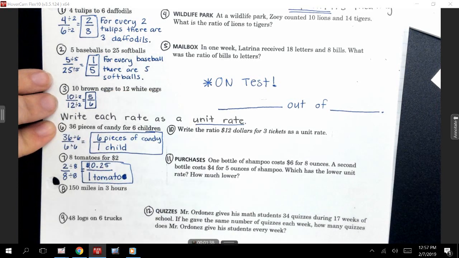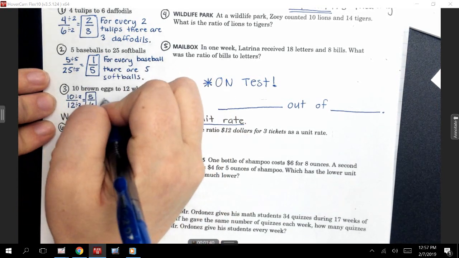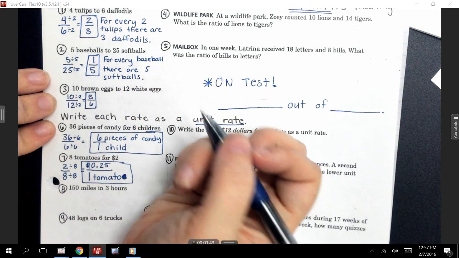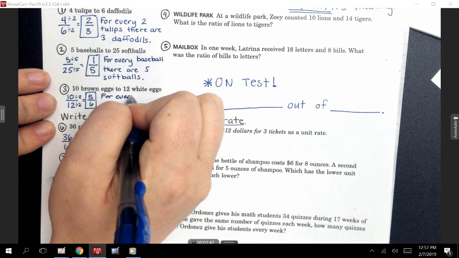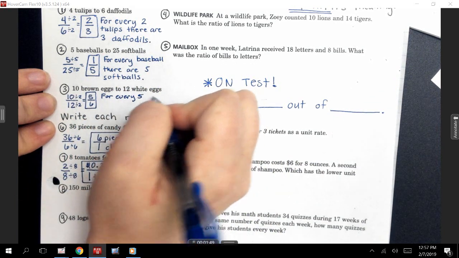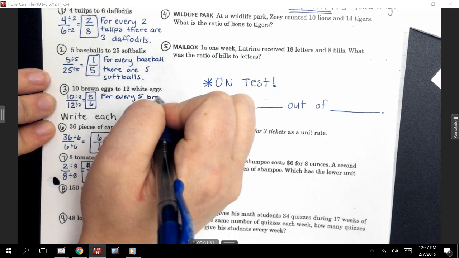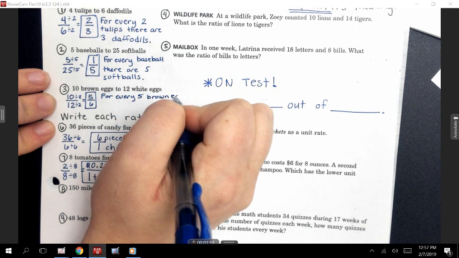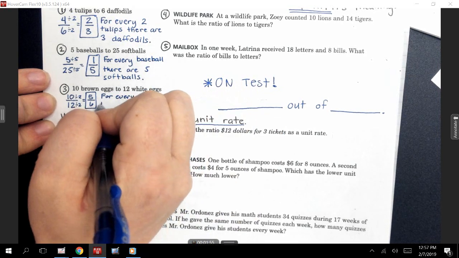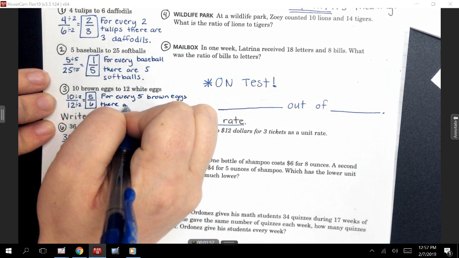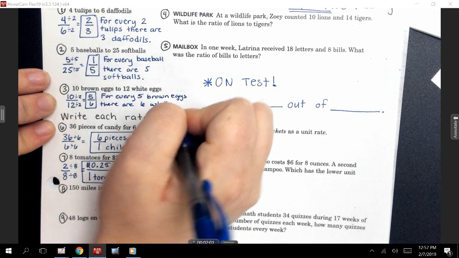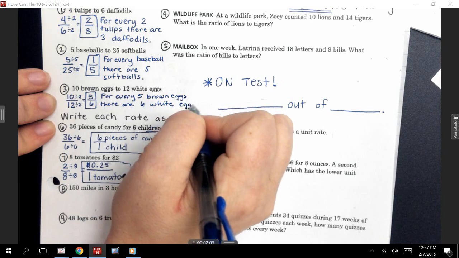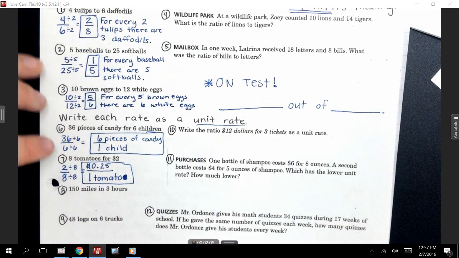All right. What is my description going to be, Frank? Perfect. So for every 5 brown eggs, there are 6 white eggs. Please come in quietly because we're going over the study guide.